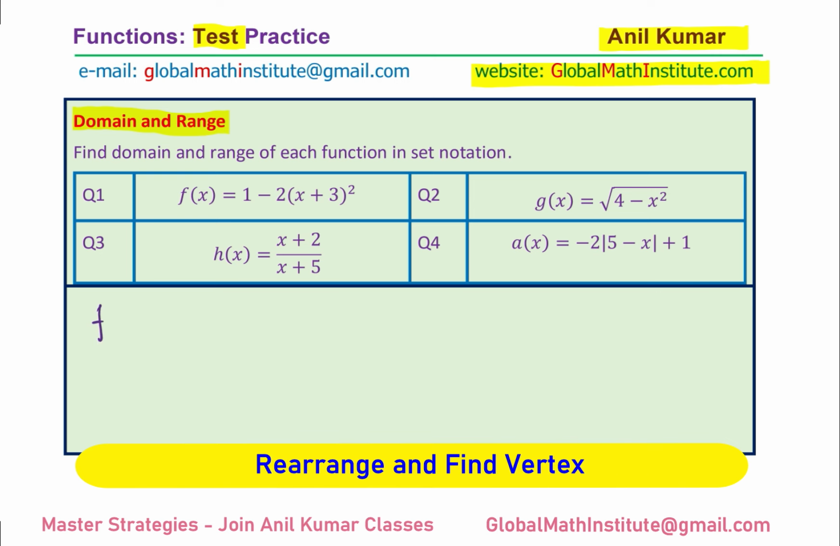We are given the function f of x, which is equal to 1 minus 2 times (x plus 3) whole squared. Now this equation is in the vertex form, so you can always find the vertex, you can find the direction of opening, and these two things will help you write the domain and range. But the difficulty here is that it's written in a different order, and that is why students normally make mistakes.